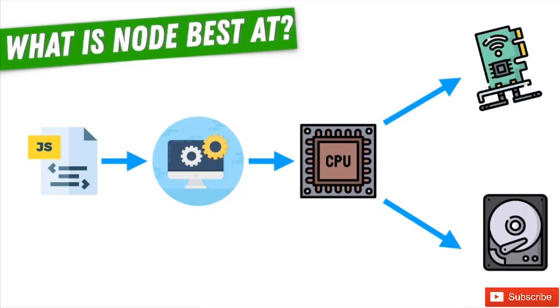Node is not particularly good at things like video processing or machine learning. These are blocking, processor-heavy computations. They block your CPU, or in the case of machine learning, sometimes your graphics card, or GPU.